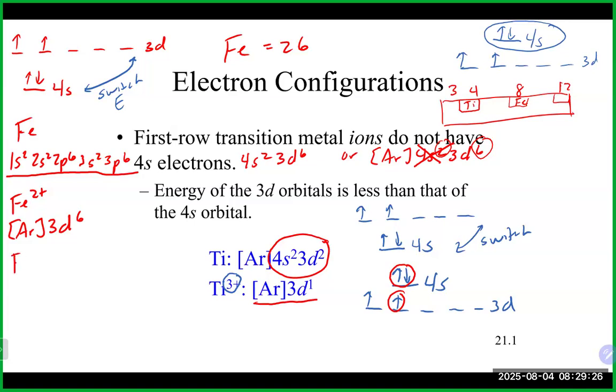Now, if iron went to a +3 situation, it would then lose 1 more electron. Since it's already given away its s electrons, it would then have to delve into the d, and that would give you argon 3d5 in this particular case. And that would be having 5 valence electrons.